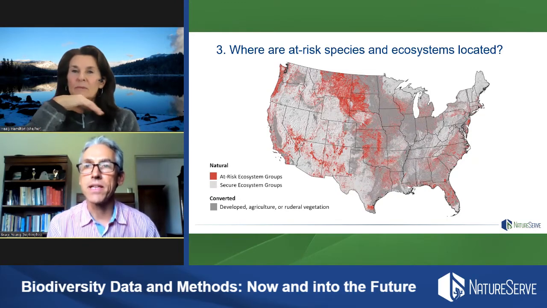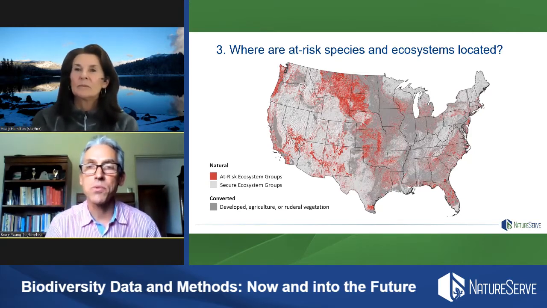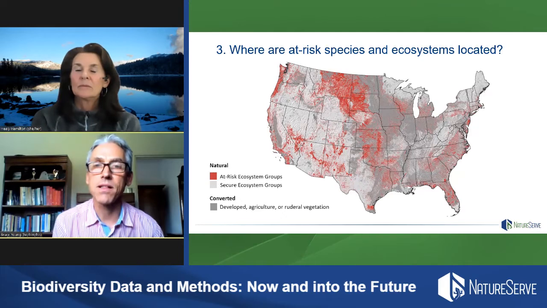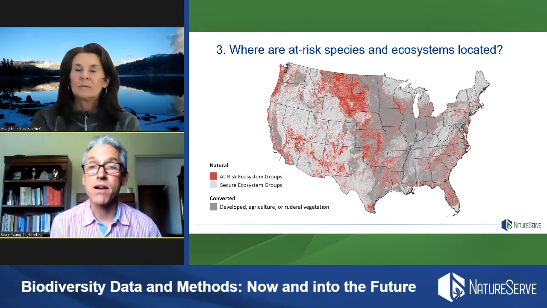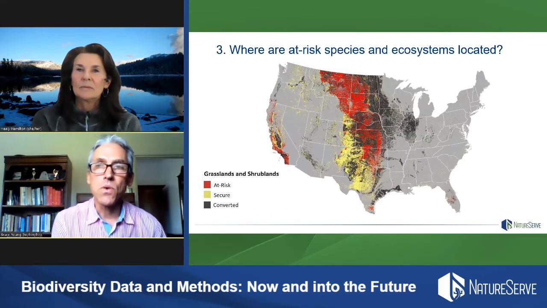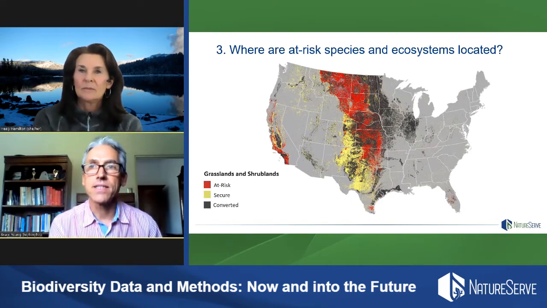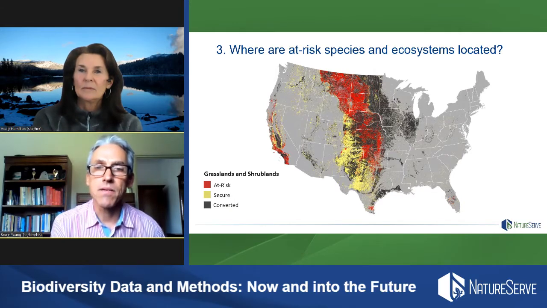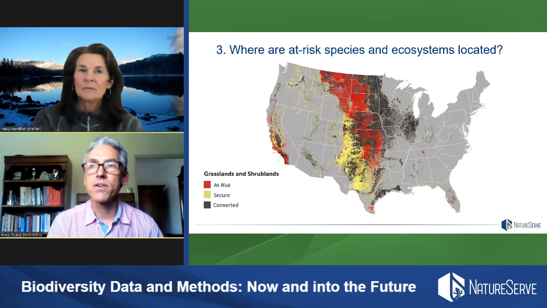The light gray is where we need to manage for persistence. The red is where we have the opportunity to prevent ecosystem collapse if we act quickly. And the dark gray is where restoration is the only avenue left for us. So this analysis gives us a roadmap for natural ecosystem management. Here we can dive deeper into one vegetation subclass, in this case, grasslands and shrublands. Here you can see really highlighted for this group, the extent of converted and at-risk grasslands, showing how they're one of the most threatened ecosystems in the United States.